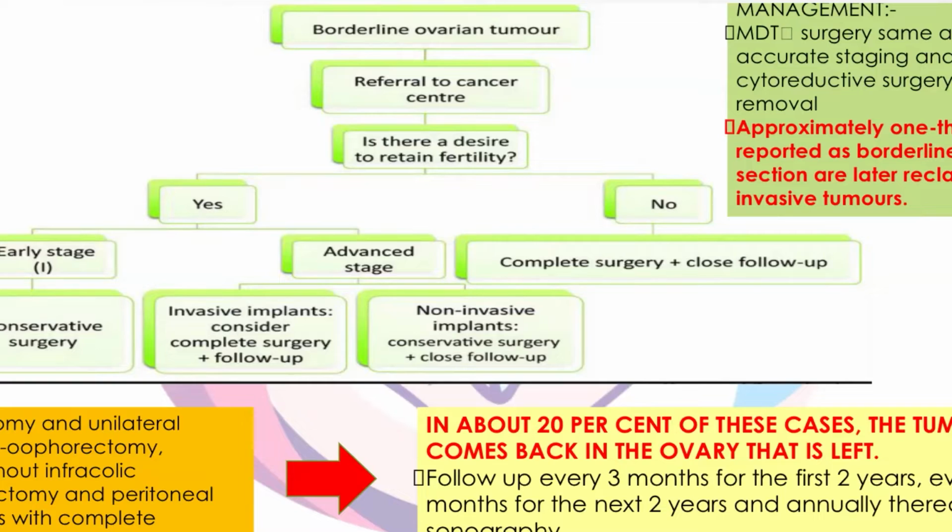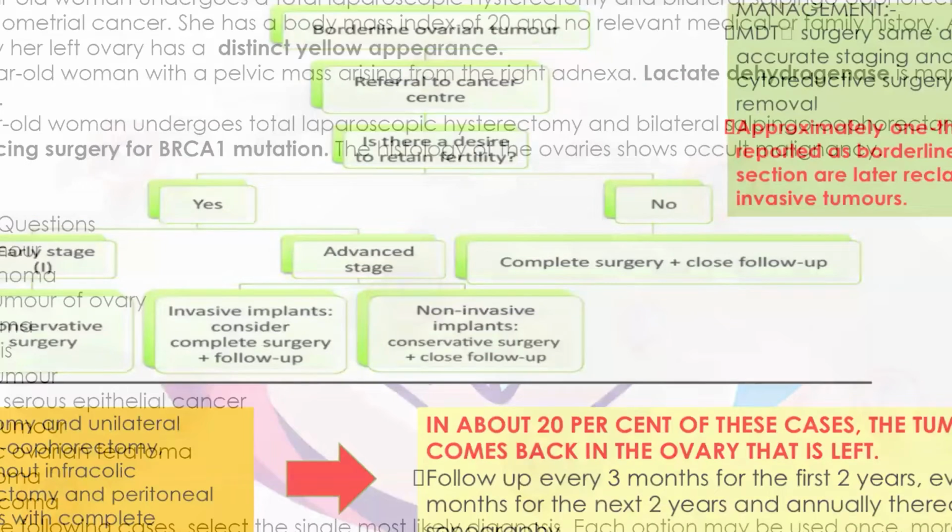That is really important. However, in BOT, you should remember that we can go for a fertility sparing surgery because this also occurs in the reproductive age group, in their 30s and 40s, when the patients desire fertility. So here you can go for cystectomy and a unilateral salpingo-oophorectomy, preserving a part of the ovary so that the lady is able to conceive in the future. And in case the diagnosis is a borderline ovarian tumor, you do not go for any form of chemotherapy. No chemotherapy is recommended for management of borderline ovarian tumor.